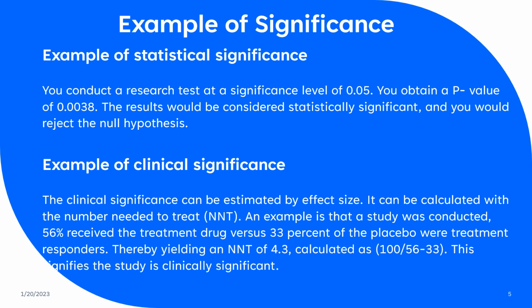With clinical significance, the clinical significance can be estimated by effect size. It can be calculated with the number needed to treat, in quotes, NNT. An example is that a study was conducted, 56% received the treatment drug versus 33% of the placebo were treatment responders, thereby yielding an NNT of 4.3 calculated as 100 divided by 56 minus 33. So this signifies the study is clinically significant.